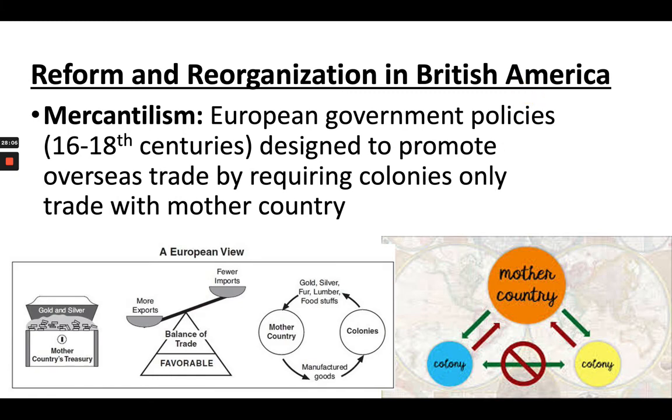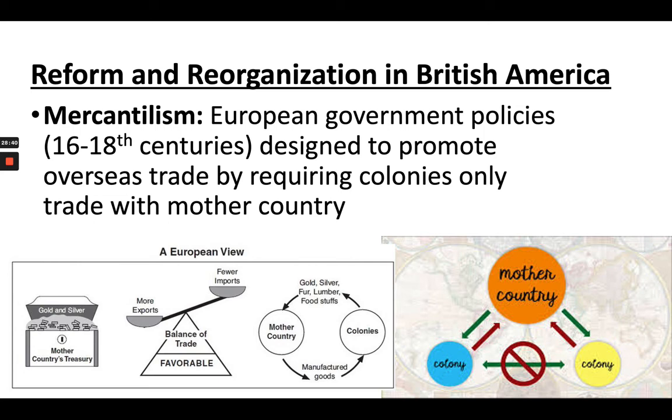So, what about reform and reorganization in the British colonies? Well, what we see in place here is a system known as mercantilism. This is an incredibly important term for you to know and to understand. So, mercantilism is a policy designed to promote overseas trade between the colony and the mother country. And the intent of mercantilism is to keep all the wealth going from the colony to the mother country.